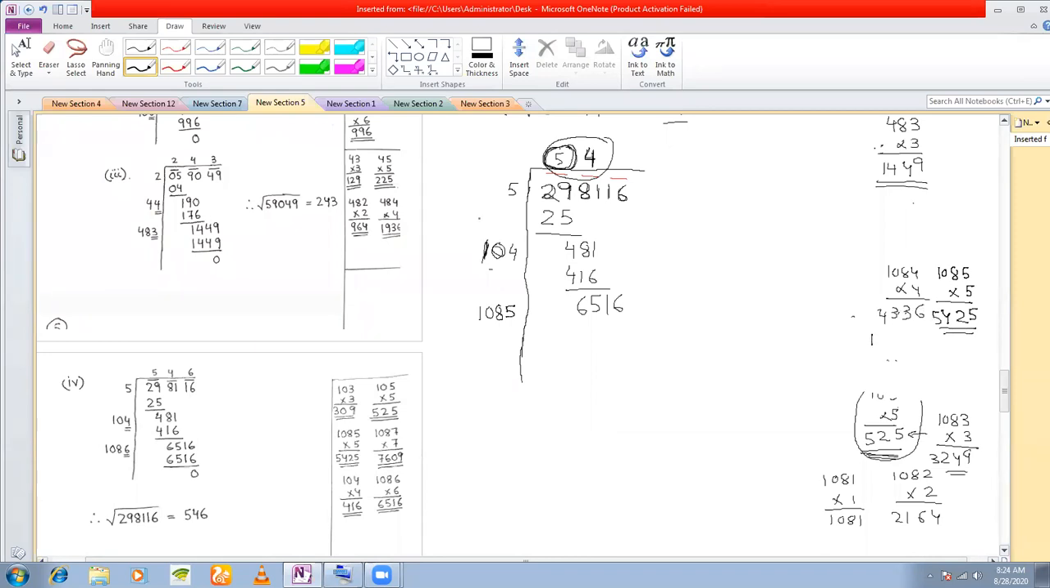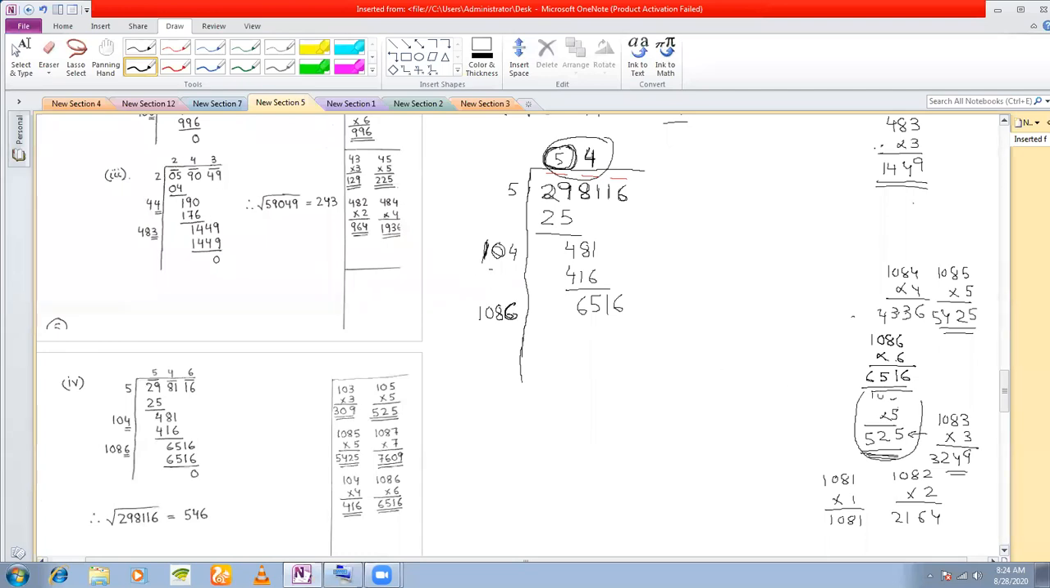So we try 6 also, and check whether 1086 into 6 is greater than 6516 or not, or is it equal. Try 6. So it's equal coming, sir. Yes, sir, it should come equal. Yeah, so you got exactly 6516 when you place 6.